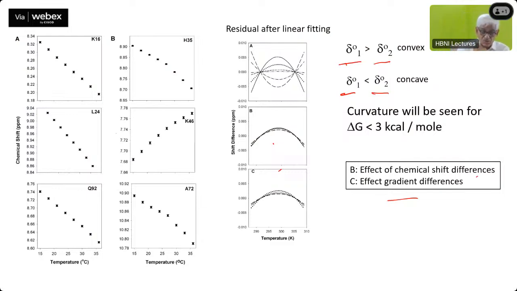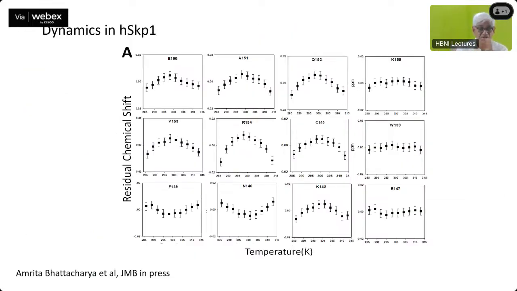Okay, and you see here, in a particular protein here, HSKP1, and this is actually, well, now this is not in press anymore, it is already published. This is from one of the students' work in IIT Bombay. You see fantastic curved temperature dependence. So much chemical exchange: E150, A151, Q152, K155, all of these are concave differences. And you also have convex here. Convex, and there is a mixture here.